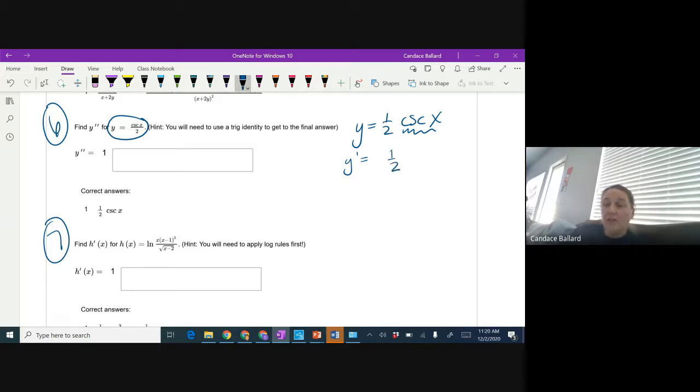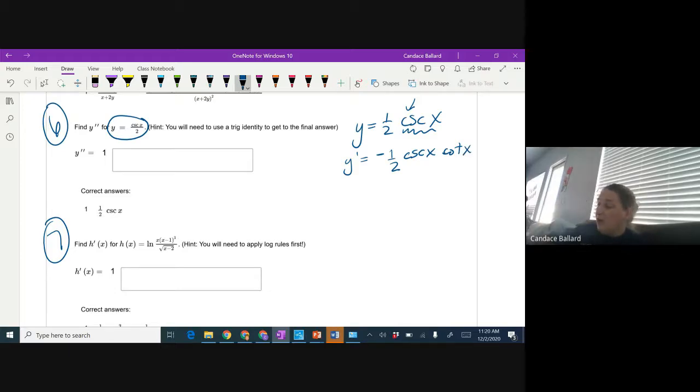Good job, Erica. Good job, Noelle. Erica, I want you to look at the other 2 answers, and notice that you just missed the negative in front. If we're taking the derivative of something that starts with a C, we know we have to put a negative in front of it. That's the rule. But good job, you got the cosecant cotangent part. So we've got negative cosecant x cotangent x.